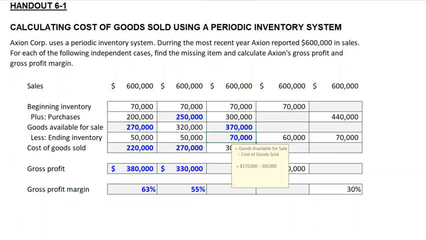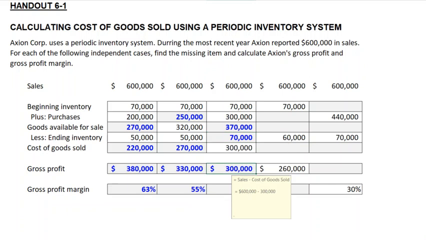So again, we can calculate ending inventory as our goods available of $370,000 minus our cost of goods sold. Sales minus cost of goods sold gives us our gross profit of $300,000, and $300,000 divided by $600,000 in sales means we have a gross profit margin of 50%.